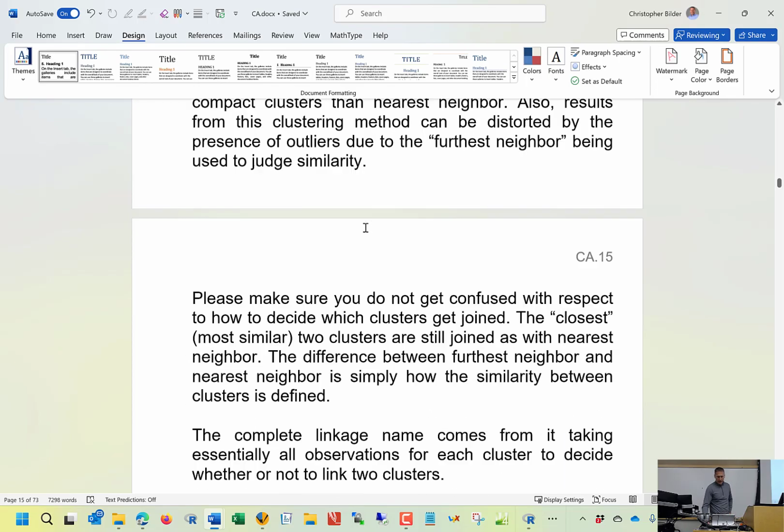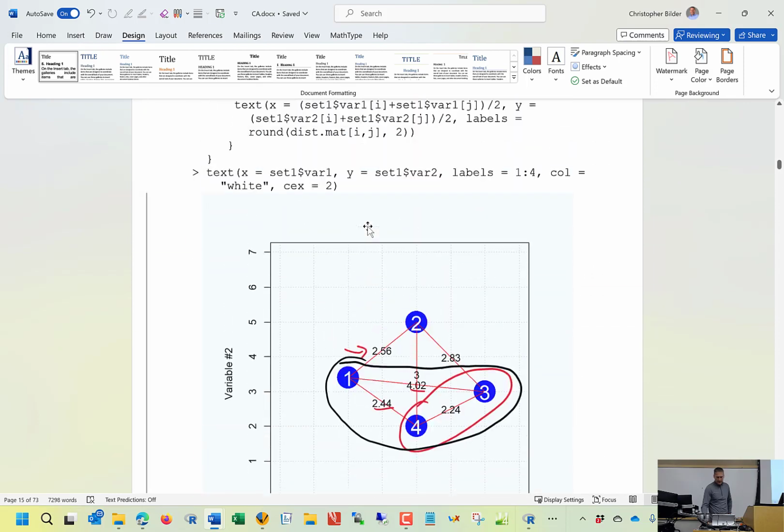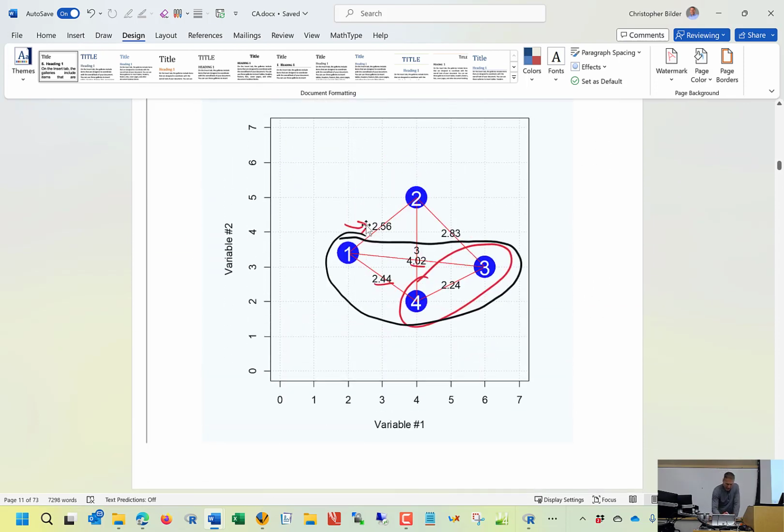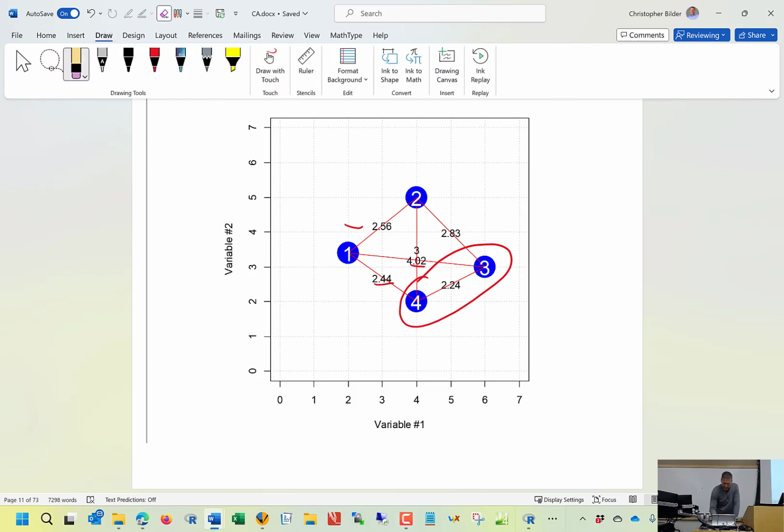Can you repeat that plot again? Yeah, sure. Okay, let's go back to our plot here. These are simple concepts, nearest, furthest, but it can be confusing.